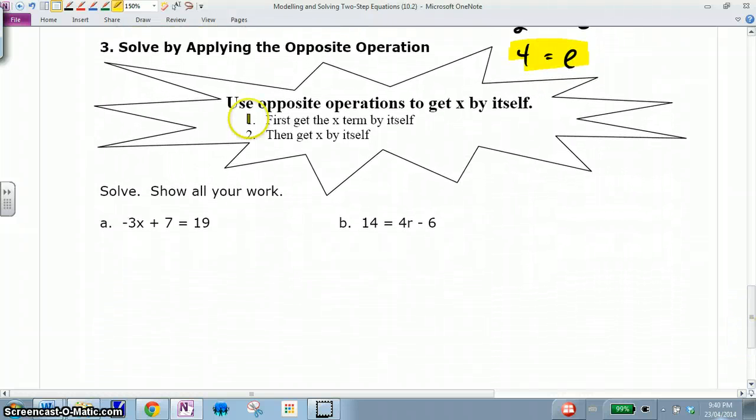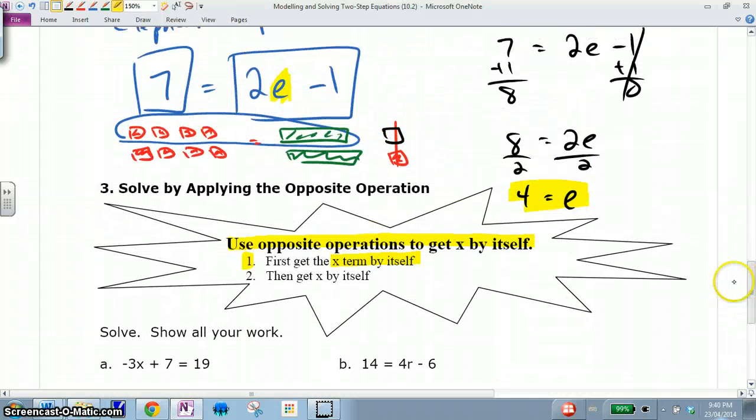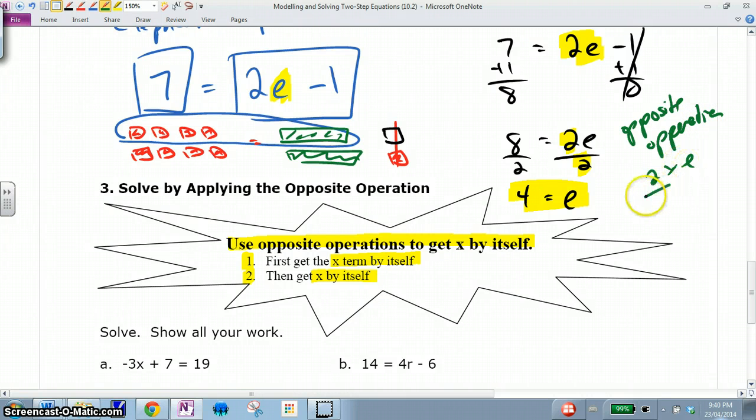Solve by applying opposite operations. Opposite operations work like this in these two-step guys. One, we get the x term by itself, or the unknown term by itself, like the e term right here. We're trying to get 2e all by itself. Then we get the x by itself, right? So then we did this division step here to get the e by itself. And remember, this is an opposite operation. We had 2 times e, so we divided that by 2, right? We had 2 times e, and we divide by 2. So those are the opposite operations we're using.